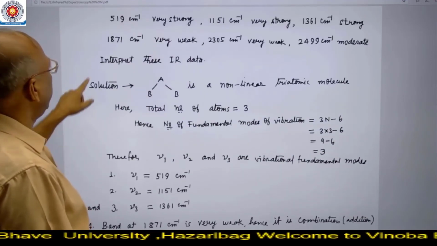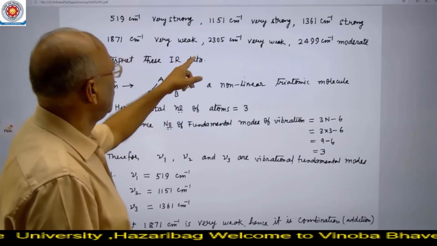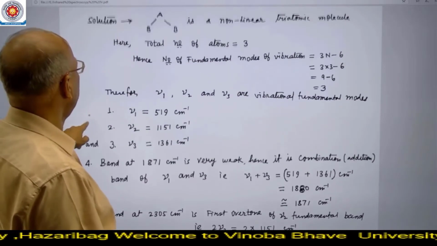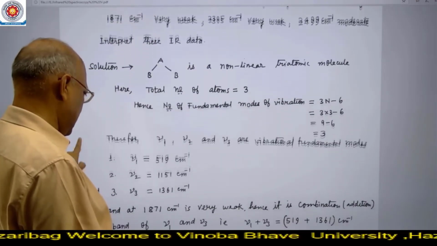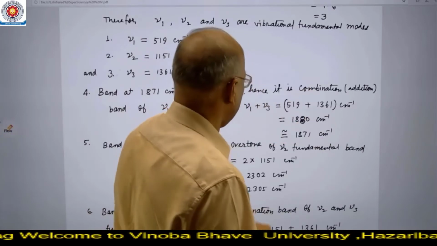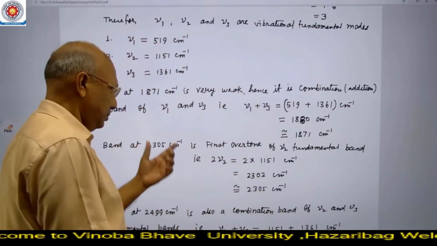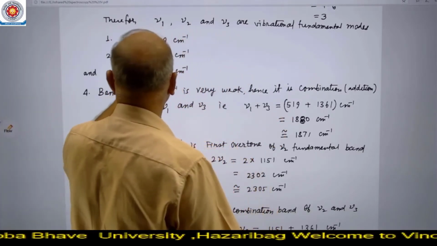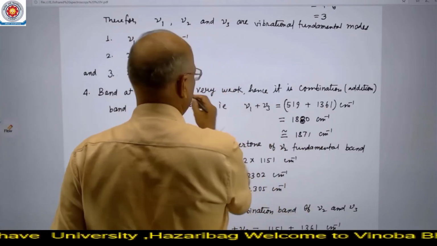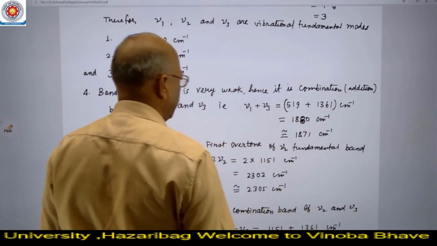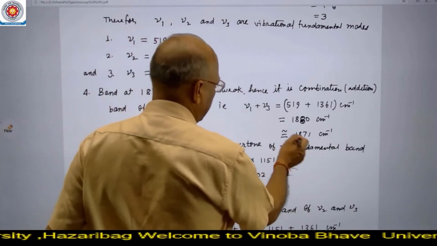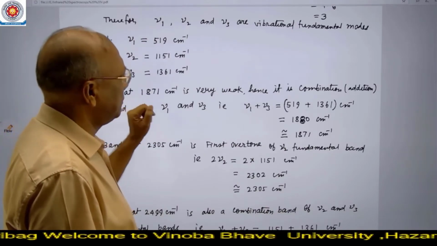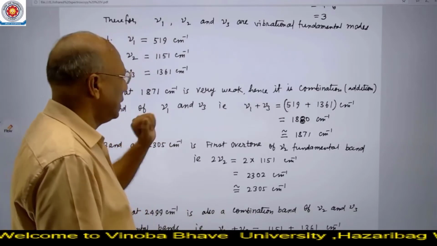Next, 1871 per centimeter is very weak and 2305 per centimeter is also very weak. The band at 1871 per centimeter is very weak, hence it is a combination, meaning an addition of bands nu1 and nu3. If we add the frequencies of nu1 and nu3, 519 plus 1361, it gives 1880 per centimeter, which is near 1871 per centimeter. Therefore, this band at 1871 is a combination band of nu1 and nu3.